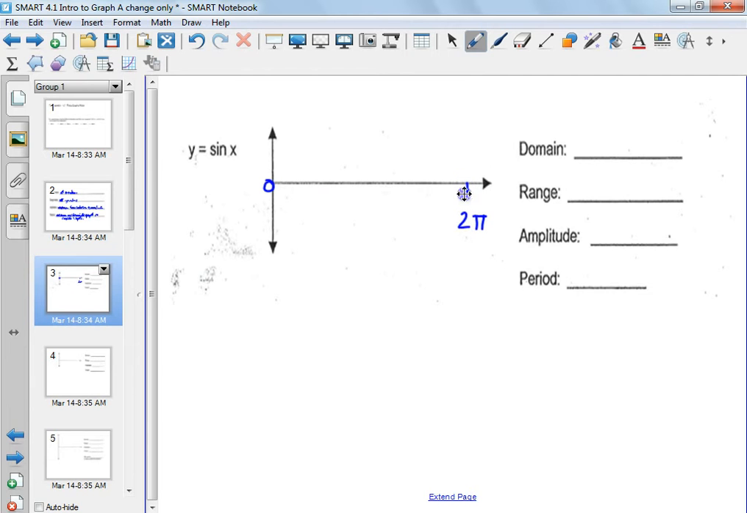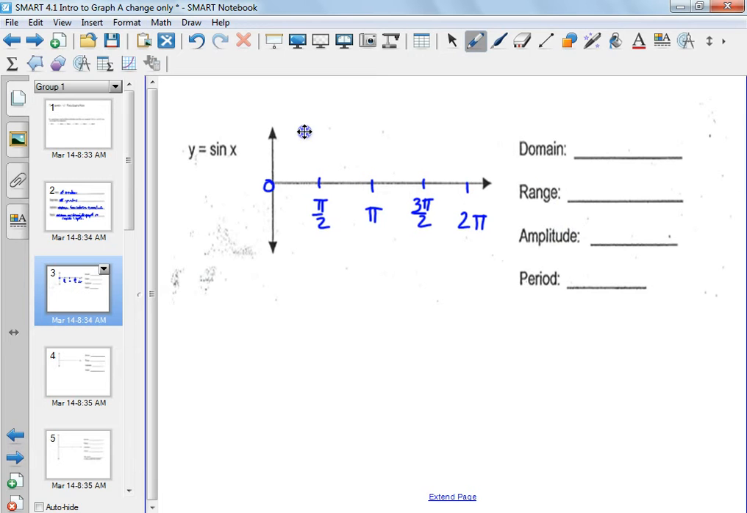What I mean by quarter points is I'm literally going to mark it off into quarters. So what would be smack dab in the middle? How about pi? And then what's in the middle of those two? Pi over 2. And then does anyone think they know what's here? 3 pi over 2. This is 1 pi over 2, 2 pi over 2, 3 pi over 2, 4 pi over 2. Reduced fractions, of course.